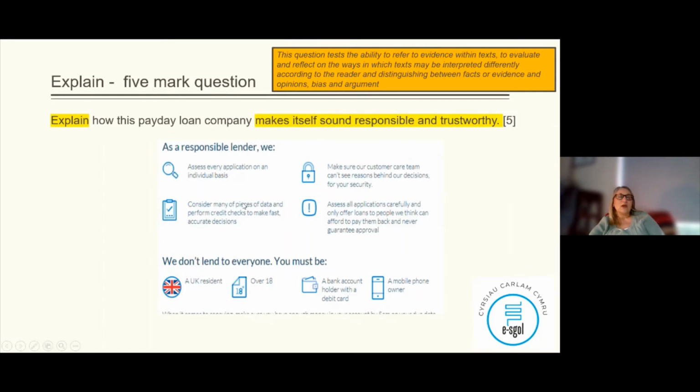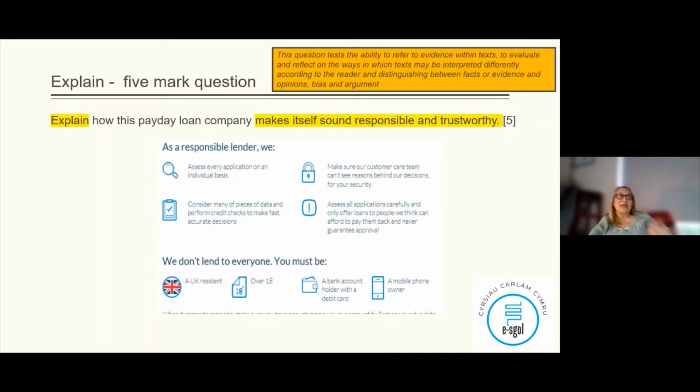We consider many pieces of data and perform credit checks to make fast, accurate decisions. We assess all applications carefully and only offer loans to people we think can afford to pay them back, and never guarantee approval. And then in bold type here, and the font's a little bit bigger, it says we don't lend to everyone. You must be a UK resident, over 18, a bank account holder with a debit card, a mobile phone owner. So what I've done is I've annotated this text.